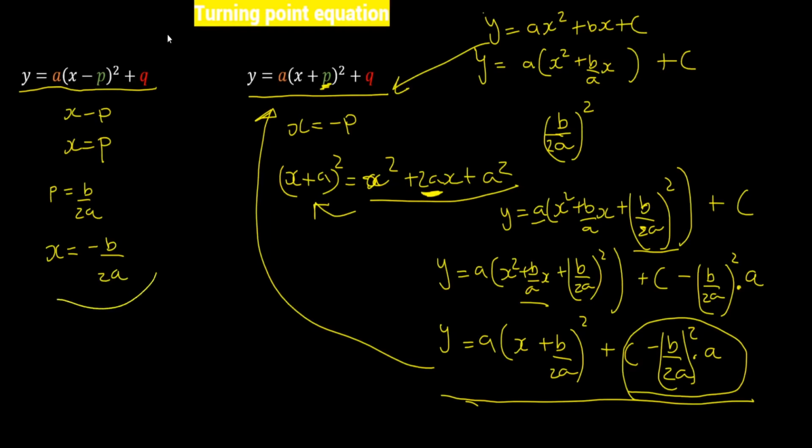So from the standard equation, what did this mean? We know that this represents the x value of the turning point, and it also represents the axis of symmetry because the parabola is symmetrical about the x value of the turning point. So this is our turning point, meaning p from the equation is the x value of the turning point.